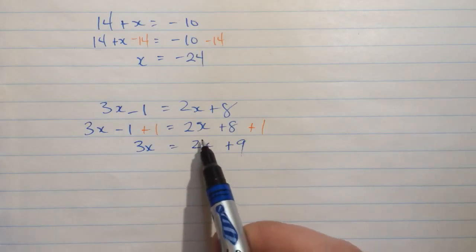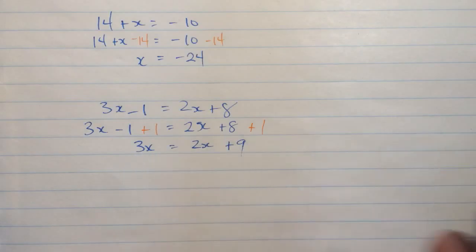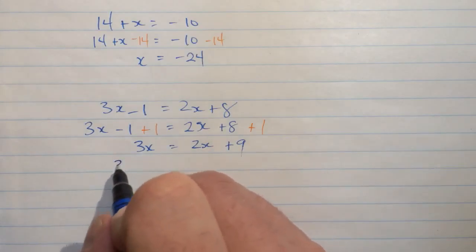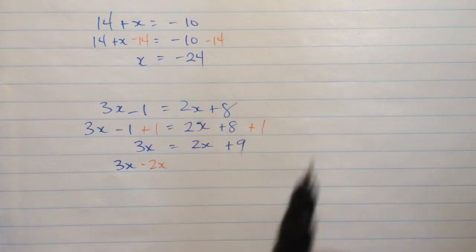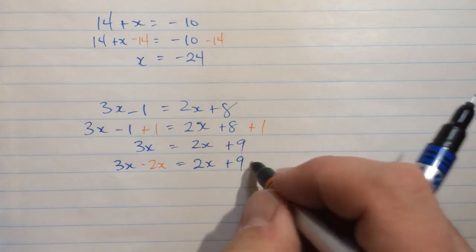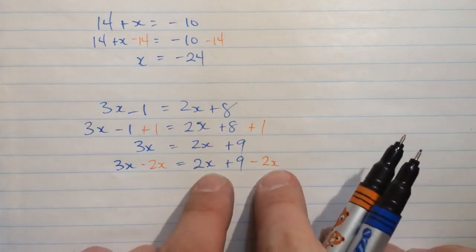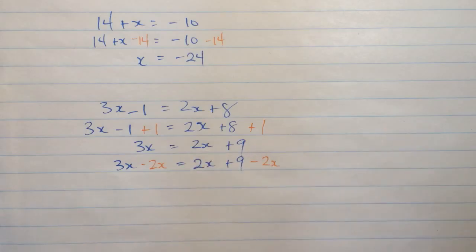Okay, well, I have this variable term over here. I would prefer if all of my variables were on this side now. So I will do the same kind of thing. I'm going to subtract 2x from both sides of the equation. I've chosen to subtract 2x because over here I know that these two terms are going to balance each other out, and I'll be left with just 9 over here.